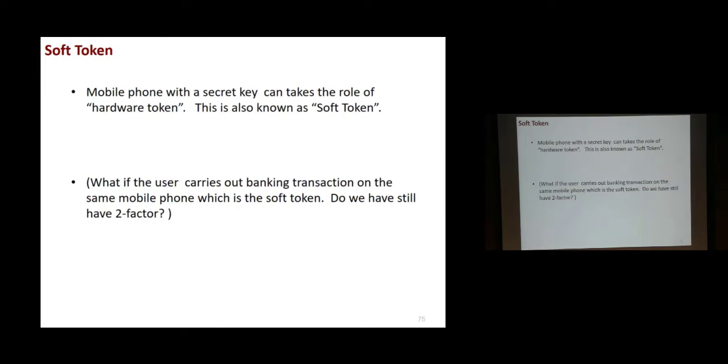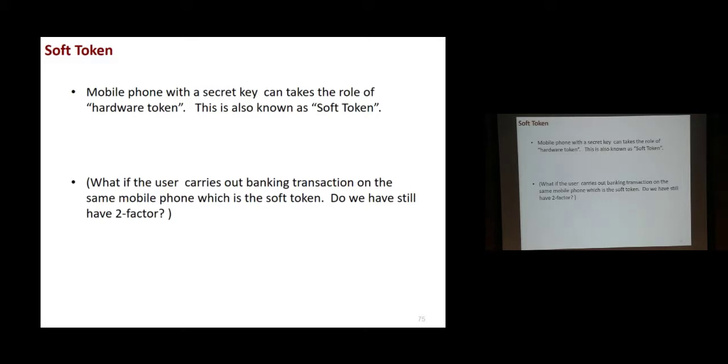Right now it's very popular to have a so-called soft token. Instead of the bank sending you the hardware token, you get apps installed, and the secret key in the hardware token is now stored in your mobile phone. So in this case, the mobile phone in some sense functions as your hardware token. So they call this a soft token.